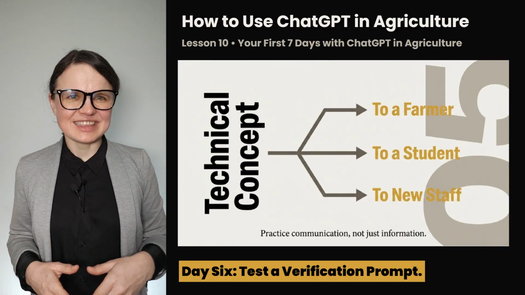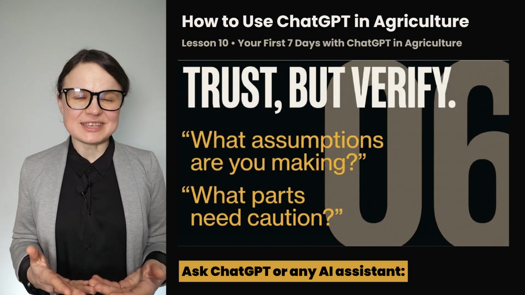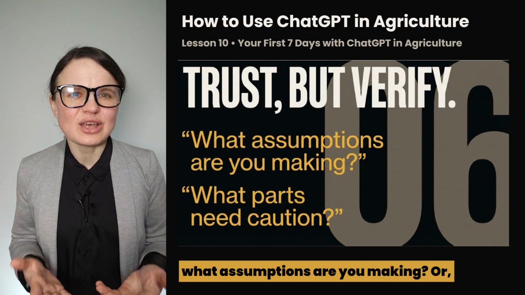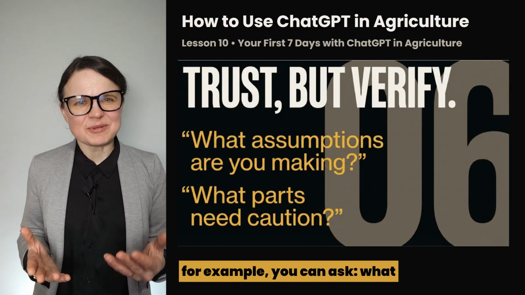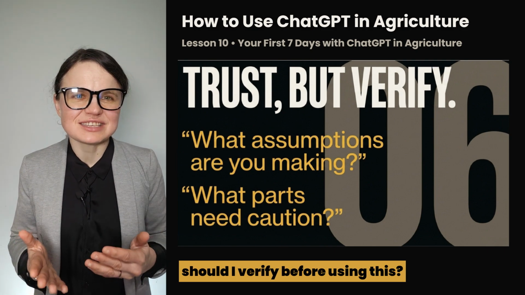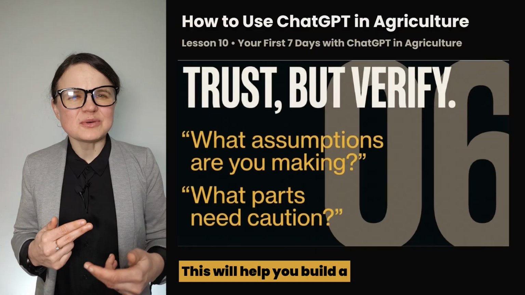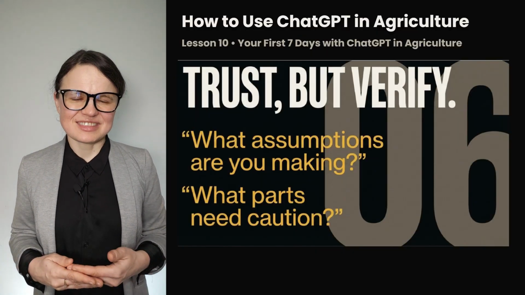Day 6. Test a verification prompt. Ask ChatGPT or any AI assistant, "What assumptions are you making?" Or, for example, you can ask, "What should I verify before using this?" This will help you build a safer and more mature workflow.